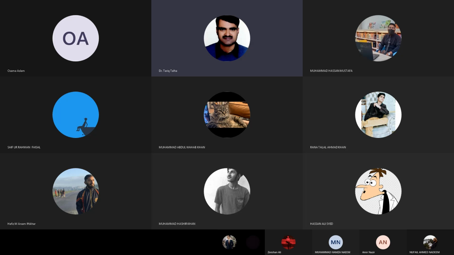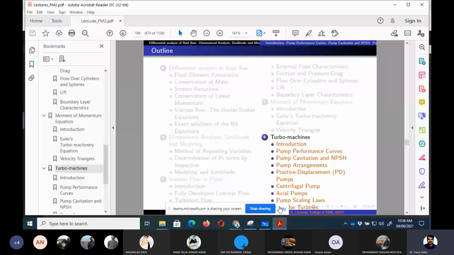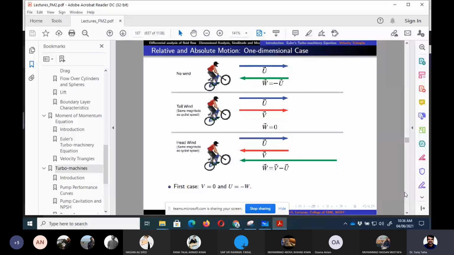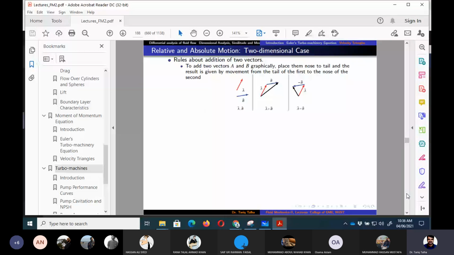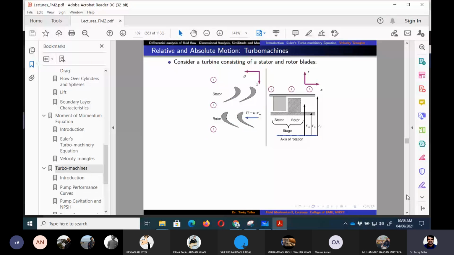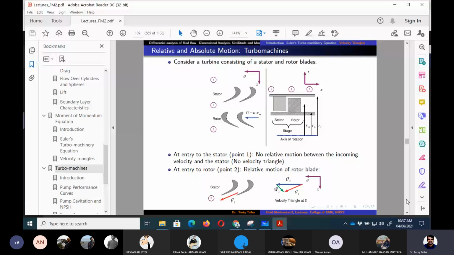We took a makeup class on Wednesday, and we discussed velocity triangles and relative and absolute motion. For the one-dimensional case, when there is no angle involved, we can find the relative velocity as well as the absolute fluid velocity by considering the object speed. In the case of turbo machines, that object is the rotor blade speed. So we need to draw the velocity triangle depending upon the position, whether it is inlet to the rotor blade or outlet of the rotor blade, and we discussed those things in detail.